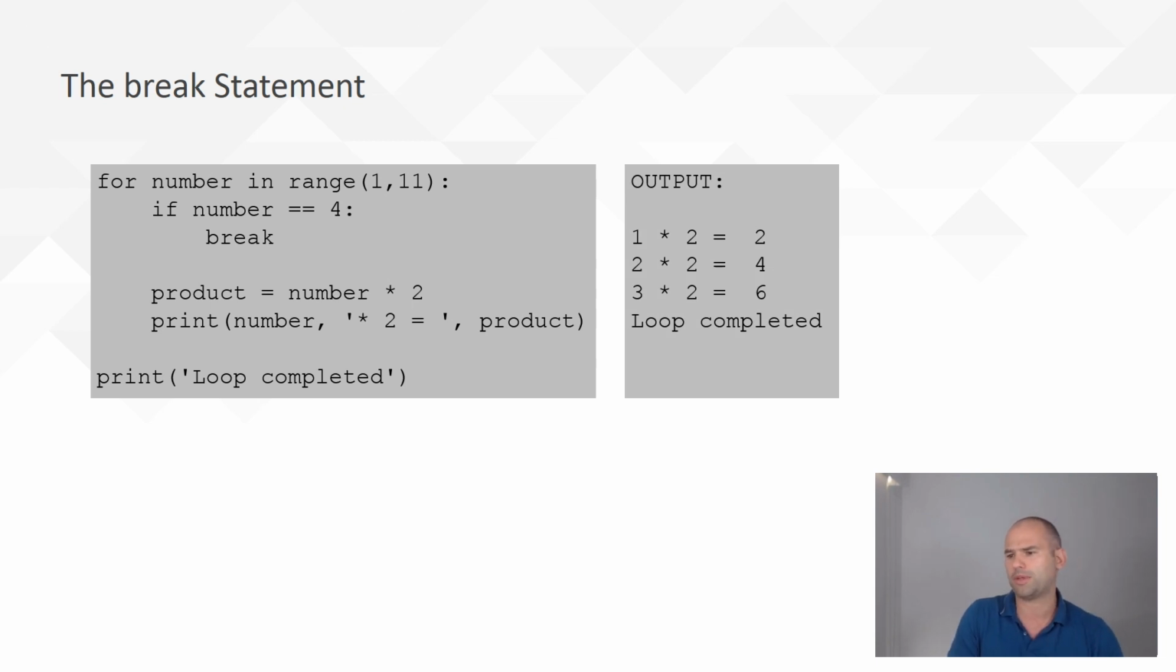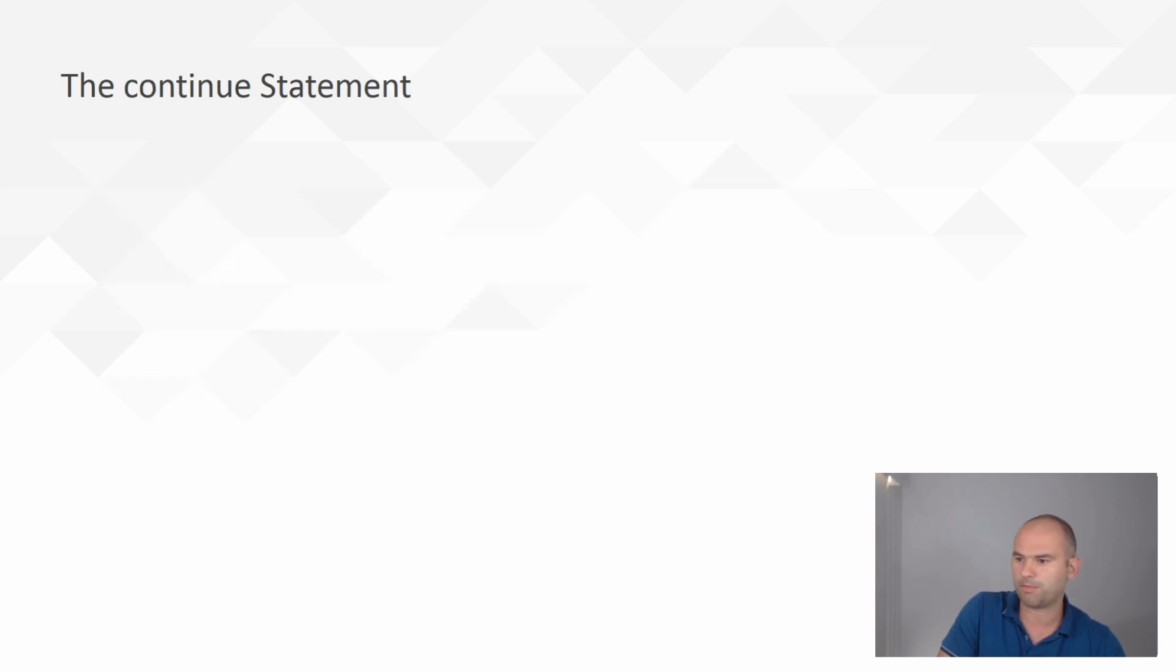So here we have a program. It's going to take a number from 1 to 10, and it's going to multiply the number by 2 and print this out. In this case, we have a break at if number equals 4. So this number is going to go from 1 to 10, the number in range. But look what happens. This is the output. The number is 1. Okay, 1 times 2 is 2. Number is 2. 2 times 2 is 4. Number is 3. 3 times 2 is 6. When the number is 4, we break. And so it goes to this loop completed.